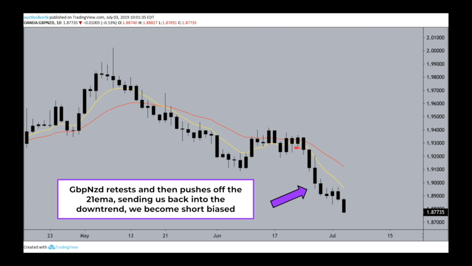Once we pushed off here, and this kind of looks like a 4-candle reversal formation off the 21, doesn't it? After the downshift here. So once we push off that 21, you have to assume we're short biased. So for the last, I would say 7 days or so, we've been clearly short biased.